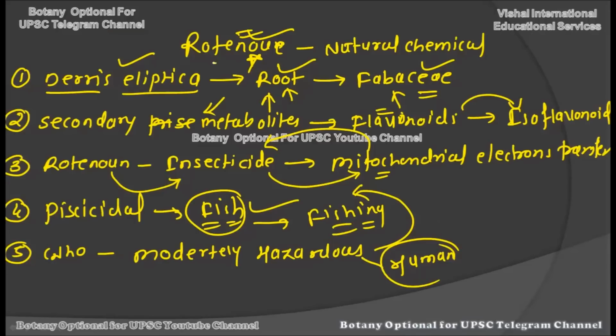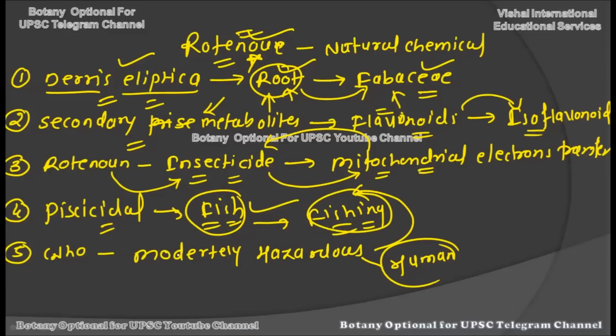So this rotenone chemical compound comes from Derris elliptica. The root portion of it is the main part from which rotenone is extracted, and it belongs to the Fabaceae family. It's a secondary metabolite, it's a flavonoid, and specifically it's an isoflavonoid. It has very powerful insecticidal properties, because it can interfere with the mitochondrial electron transport system. At the same time, it also shows piscicidal properties, and that is why it was largely used in fishing. And the WHO considers this chemical moderately hazardous from the human point of view.